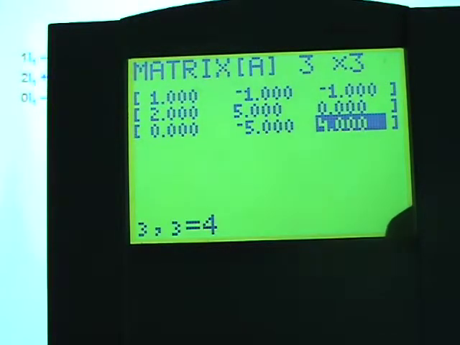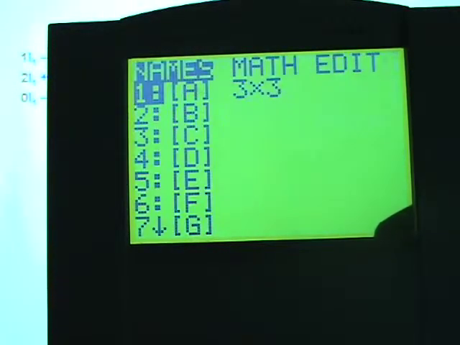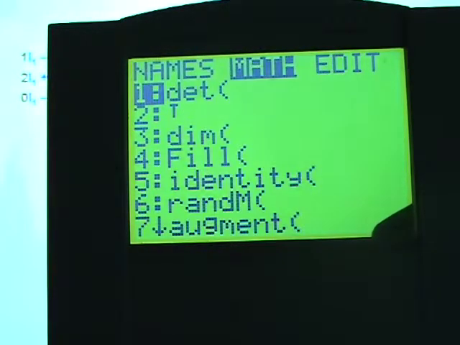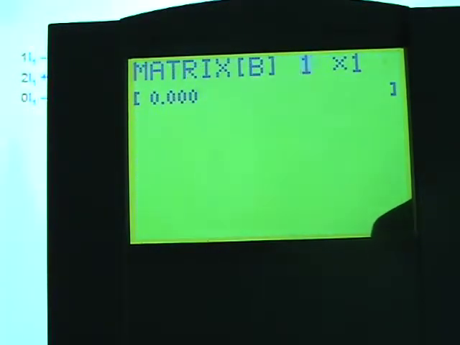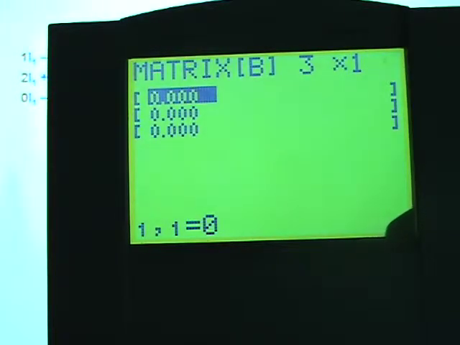Now we need to go and make another matrix, which is going to be a 3 by 1. Is that right? Rows and columns. There are 3 rows and 1 column for the right matrix. So press second X inverse again, go to edit. This time we're going to make a matrix B. So down arrow and enter. Matrix B is going to be a 3 by 1. So 3, enter, 1, enter. It's a 3 by 1 matrix.